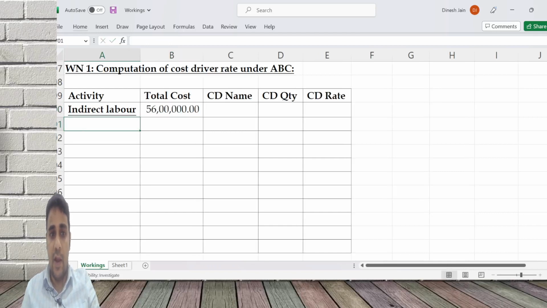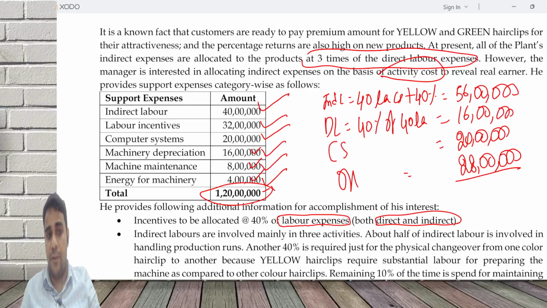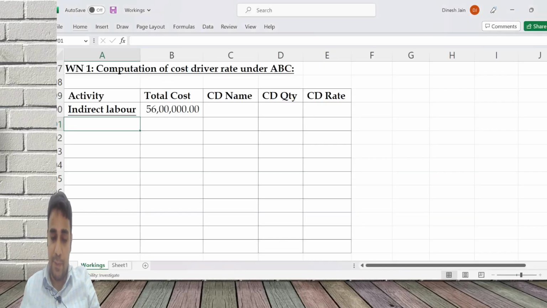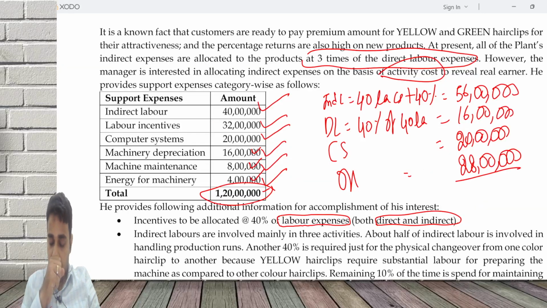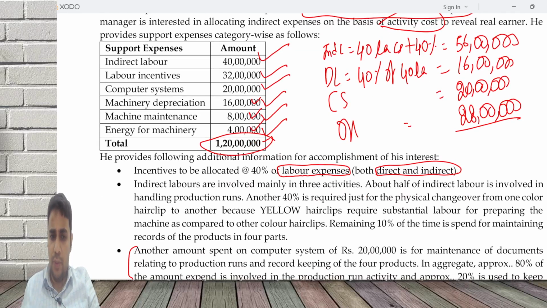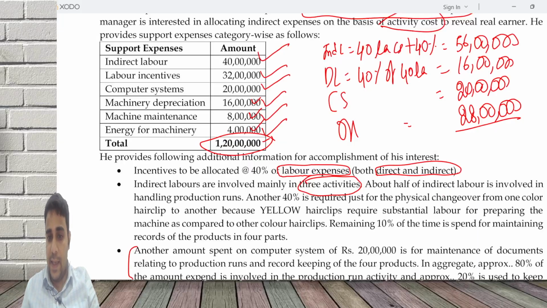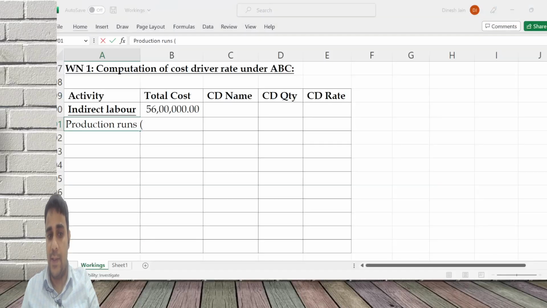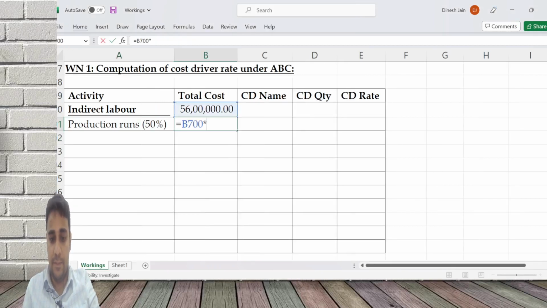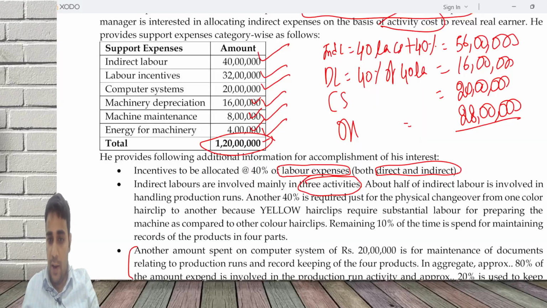How is it 56 lakh? 40 lakh plus 40%, where 40% is the incentive. Now, indirect labor is engaged in three activities. One is production run. Half of the labor is engaged in production run, 50%.